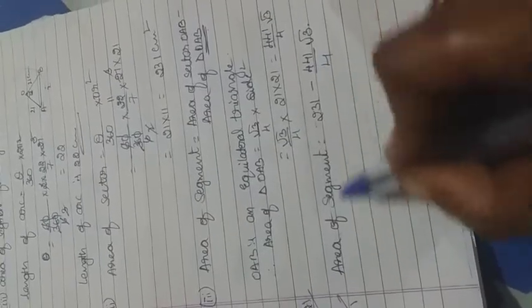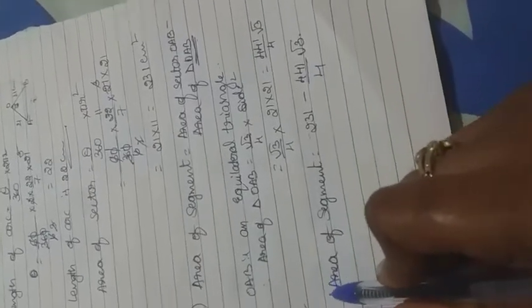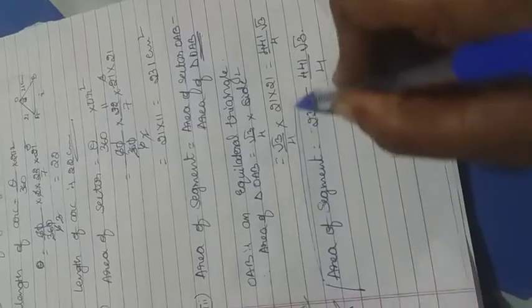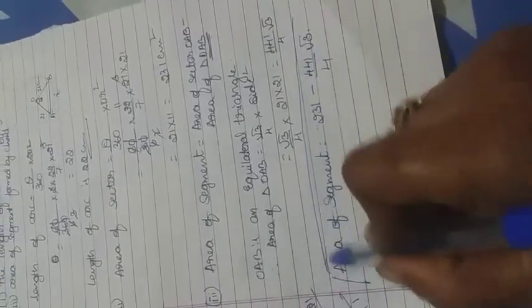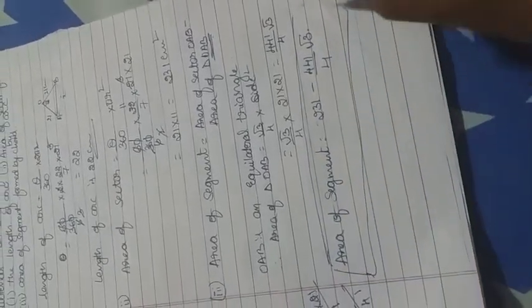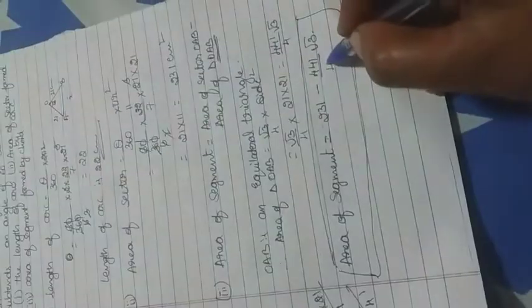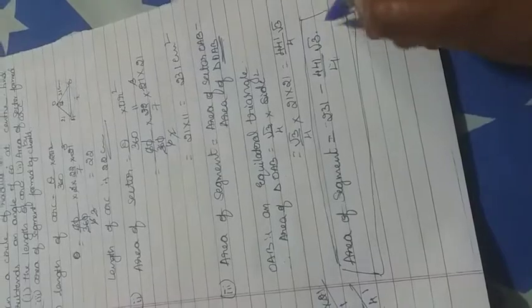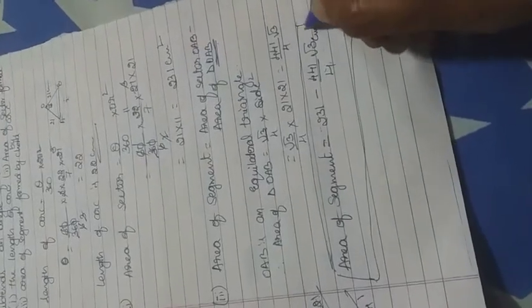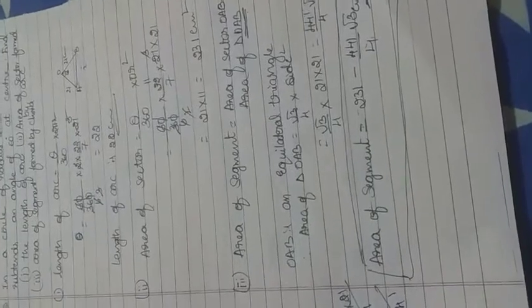We can solve this further, but this is enough, I think. If you solve up to this, it is enough, they will give the marks, don't worry. So the third answer, area of segment, is 231 minus 441 divided by 4 root 3 centimeter square. So write the unit of this. Hope you will understand this. Up to here will be enough. Thank you.